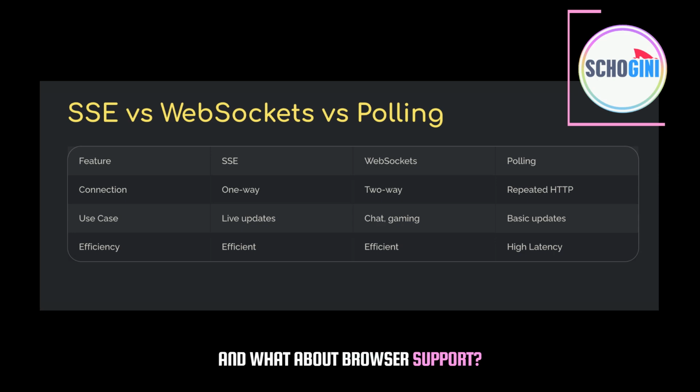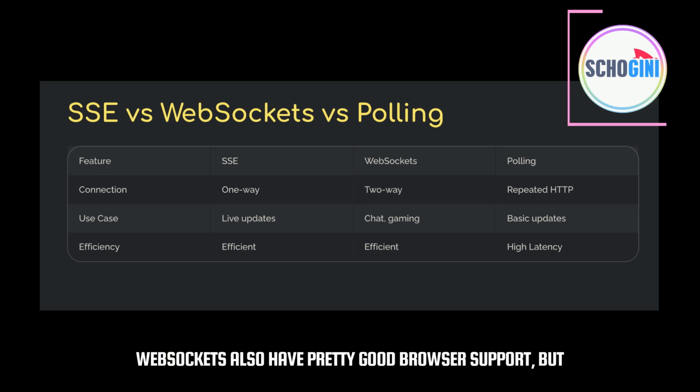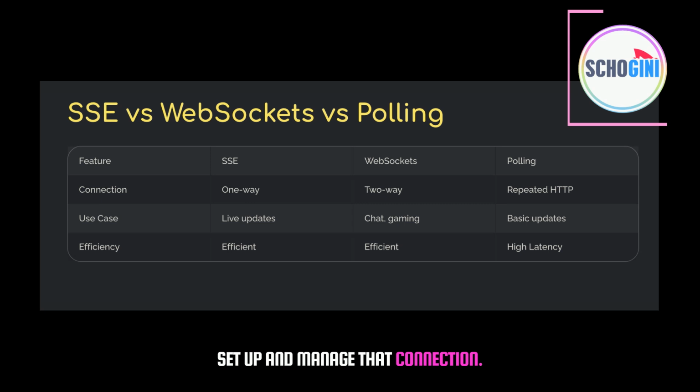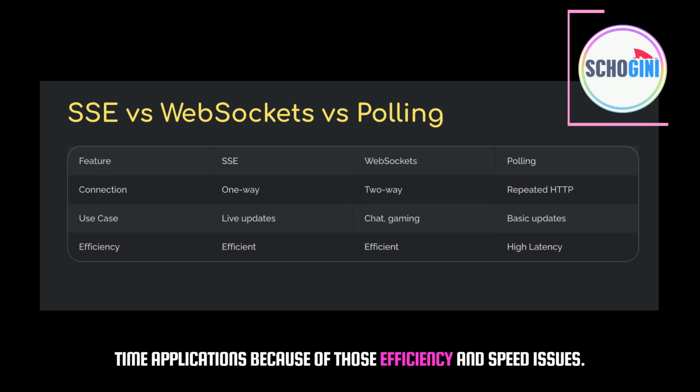And what about browser support? That's another important consideration. SSE is natively supported in most modern web browsers, which is a huge plus. So you can often just use it directly with JavaScript. Exactly. WebSockets also have pretty good browser support, but they usually require a specific JavaScript API to set up and manage that connection. And polling, well, it just uses standard HTTP requests, so it's the simplest in terms of browser support. But like we said, it's not ideal for real-time applications because of those efficiency and speed issues.